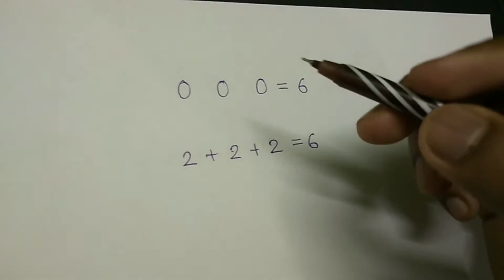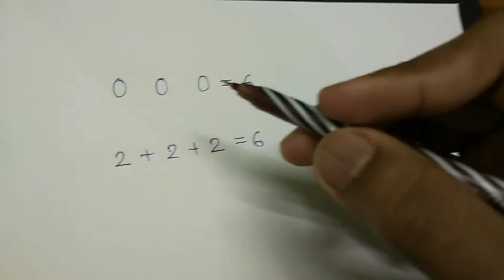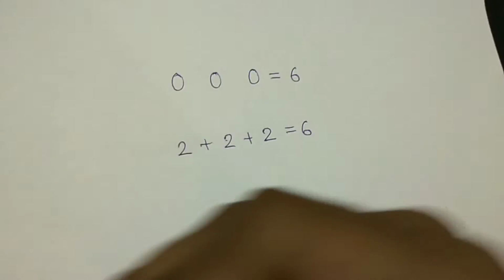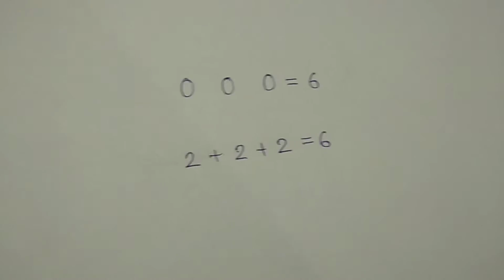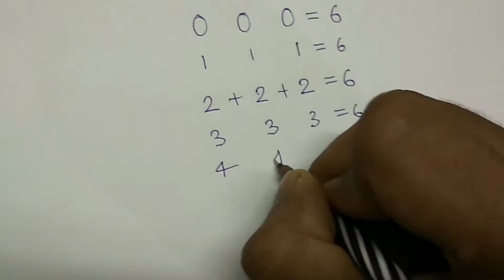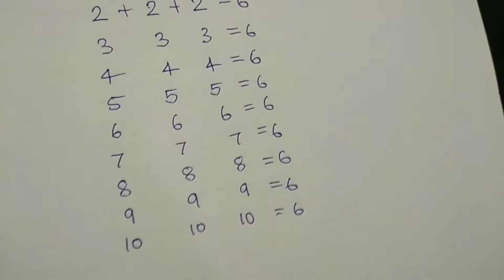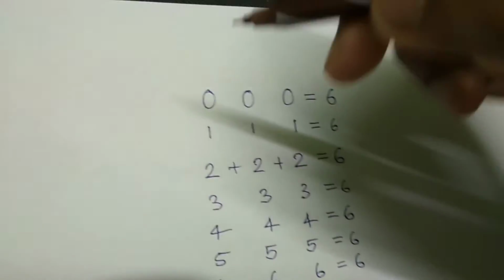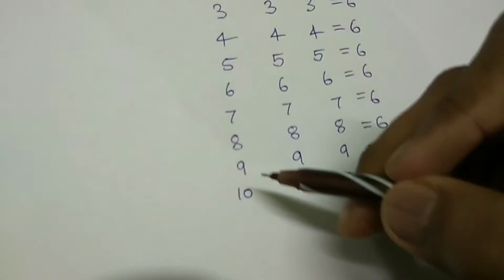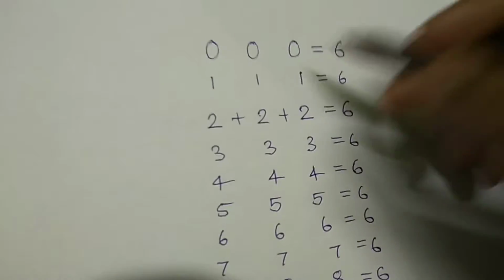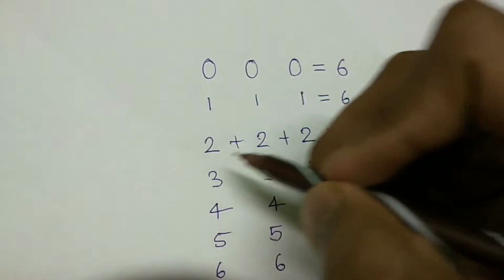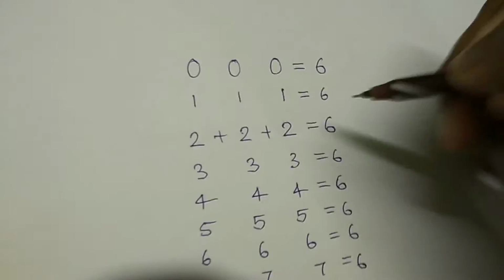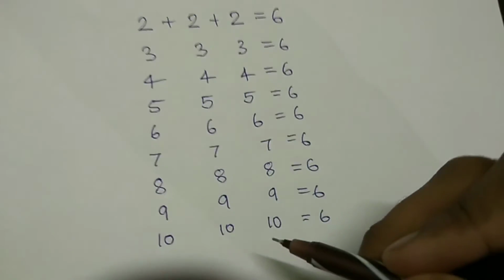So just before we start this problem, I'll show you a bunch of other questions. So as you can see, there are numbers from 0 all the way till 10, and we have already solved this one. 2 plus 2 plus 2 is equal to 6. So I will show you how to solve all of this.